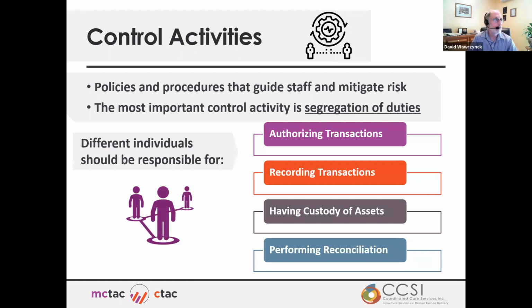Control activities. So this is what we normally think about when we think about internal controls. It's a segregation of duties. There's policies and procedures that guide staff and mitigate risk. And the most important control activity is segregation of duties. And that is different individuals should be responsible for, as an example, authorizing transactions, recording transactions, having custody of assets, performing reconciliations. What you don't want to do is have one person do everything. Now, all too often, I may read in the newspaper an article in the local paper about somebody who was charged with embezzlement.